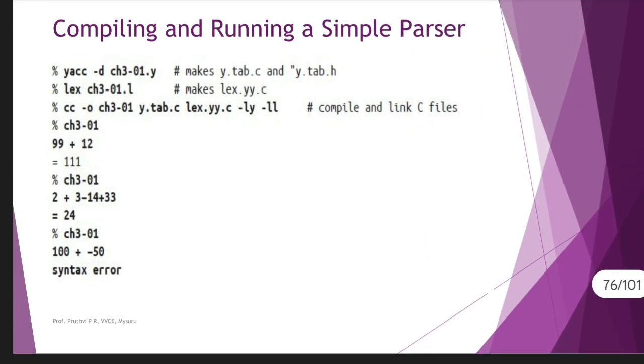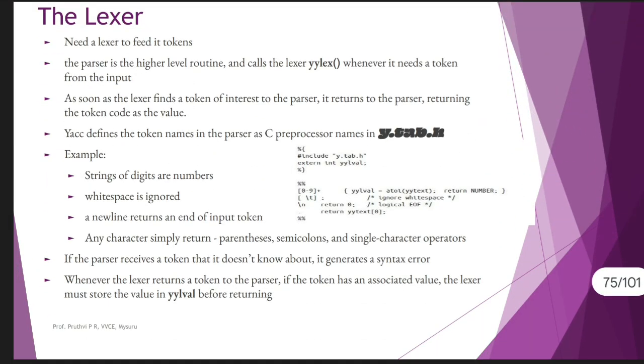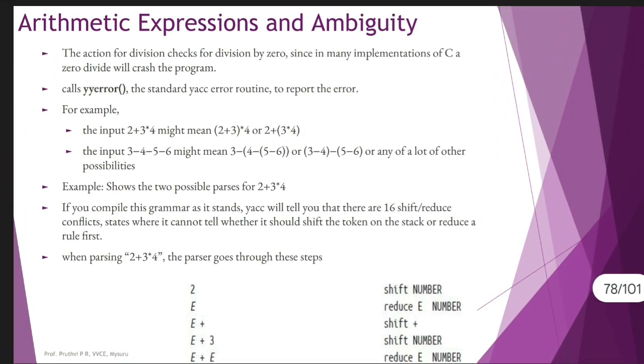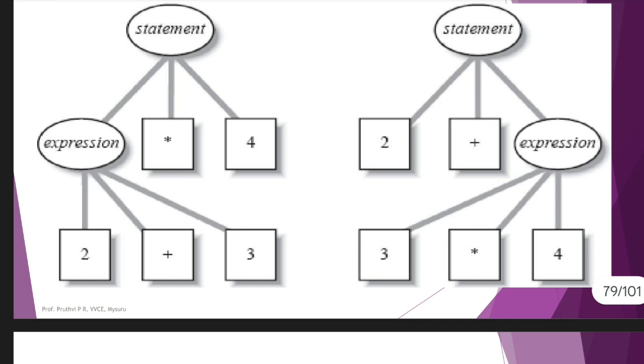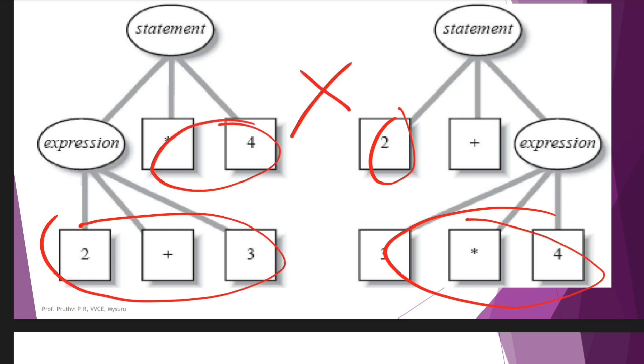So on page number 76, you can see arithmetic expression and ambiguity. So yeah, it's starting from here. What is ambiguity? You can have multiple possibilities of performing the operation. For example, if 2 plus 3 into 4 is written, first you can either do 3 into 4, or you can do 2 plus 3 first and then into 4. These two possibilities are there.